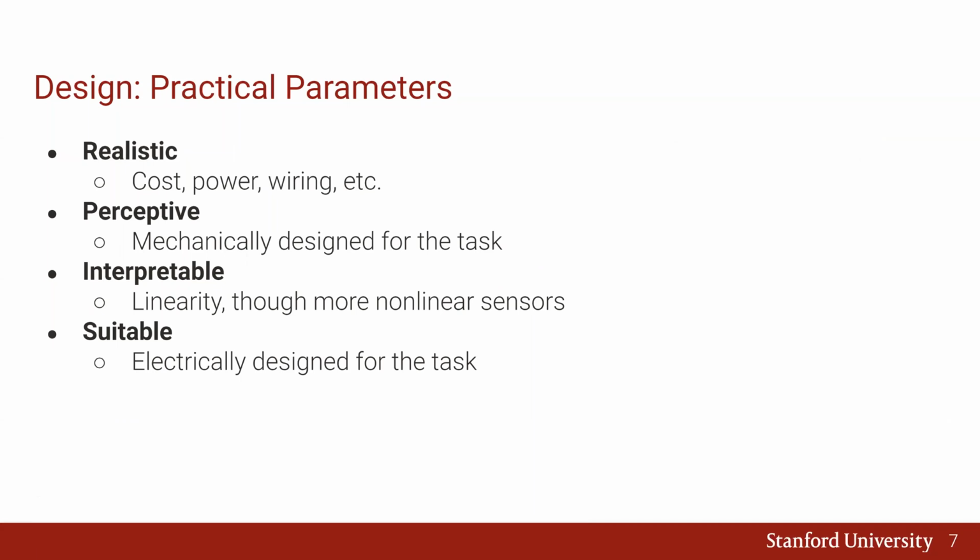Some high-level engineering parameters to keep in mind are that they be realistic in terms of cost, energy, and mountability, that they be perceptive. For example, a point contact sensor should be designed to be well integrated into a robotic finger, that they be interpretable. Traditionally, most sensor designers aimed for linearity, but more recently that restriction has relaxed, which we'll discuss later. And they should be electrically suitable for the task. Some of the most important performance metrics are measurement range, hysteresis, repeatability, sensitivity, spatial resolution, etc.